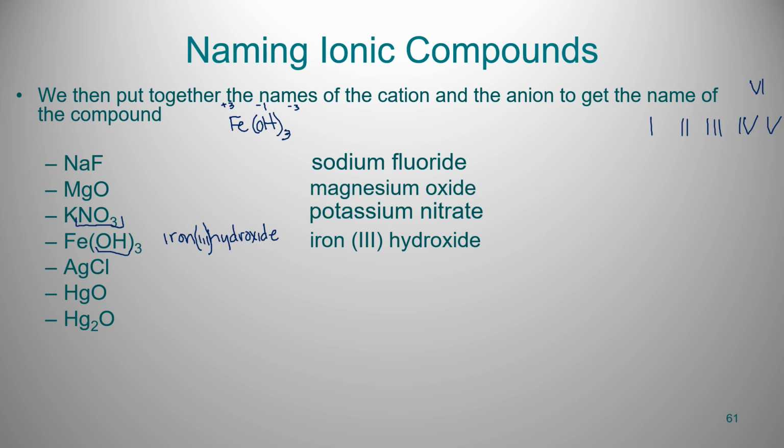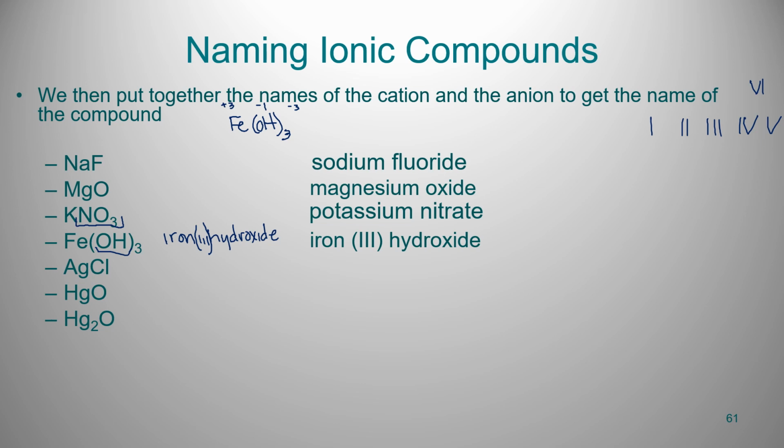It's required here to have the Roman numeral, because if I just gave you the name iron hydroxide, you could not tell me the formula without knowing the charge. So that's why the name has to have the charge. This is the iron 3 ion versus the iron 2 ion.